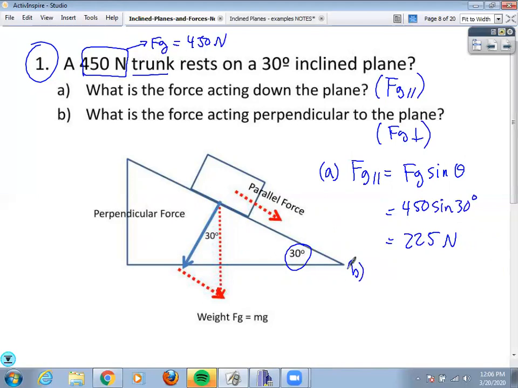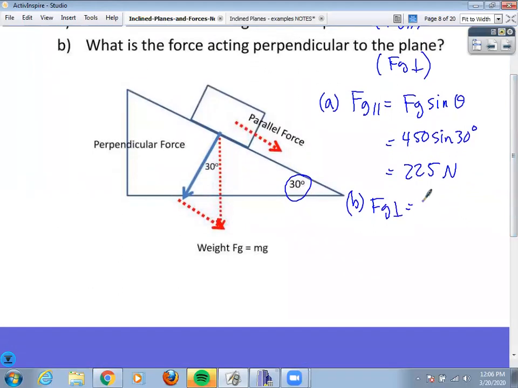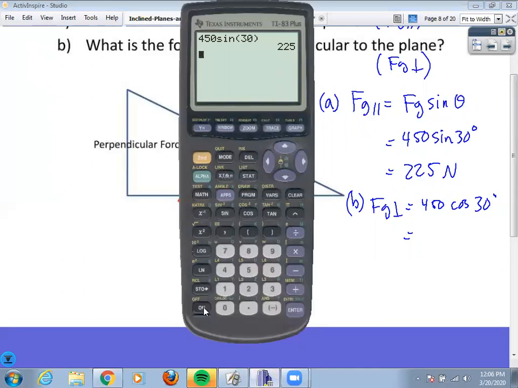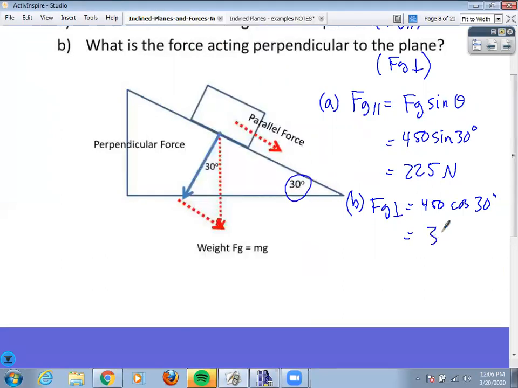And part B, for Fg perpendicular, would be 450 times cos 30 degrees. Perpendicular force then, Fg perpendicular, 450 cos 30 gives us 389, so 390 newtons. That would be directed into the plane, whereas Fn would be directed outwards, equal and opposite.